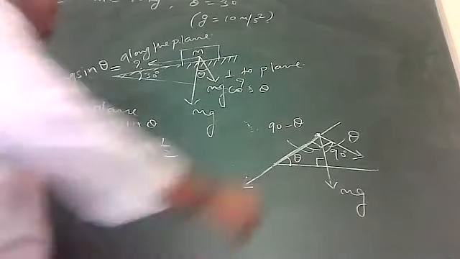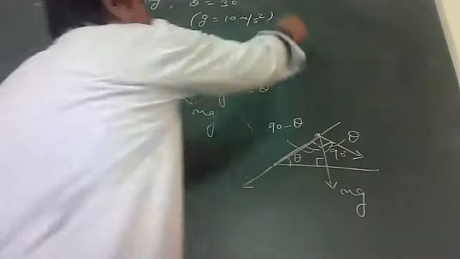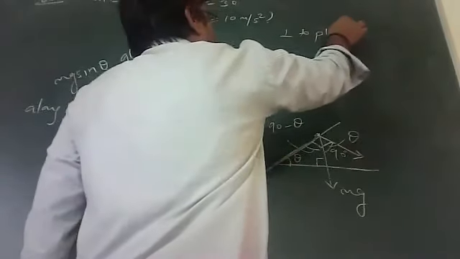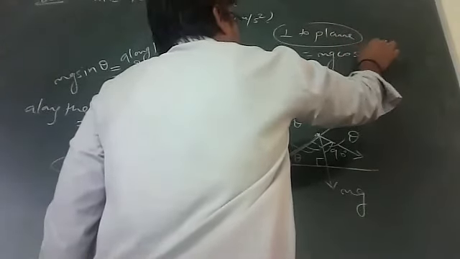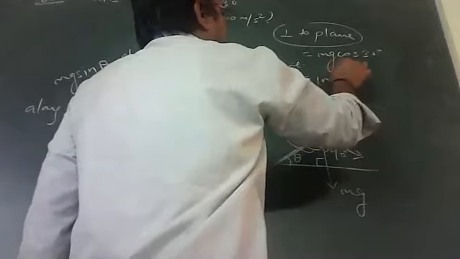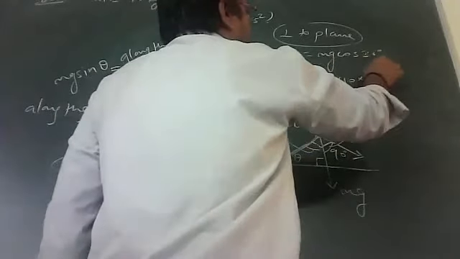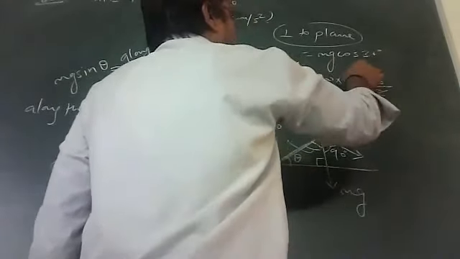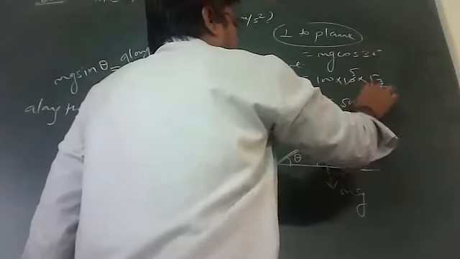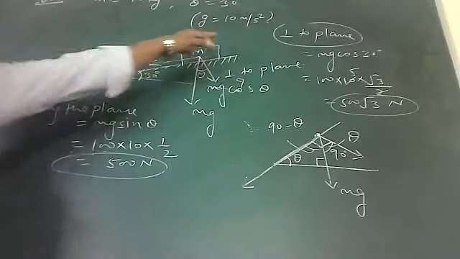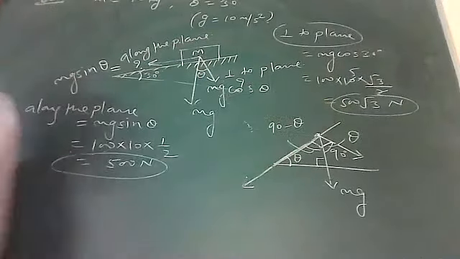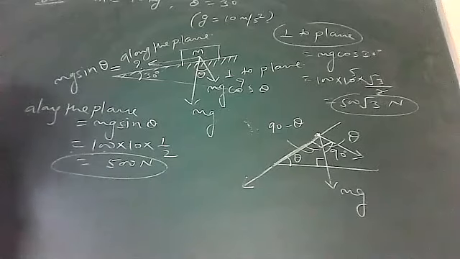And if you are finding perpendicular to the plane, what is it? That is your mg cos theta, that is mg cos 30. You will get 100 into 10, and cos 30 is root 3 by 2. So the component will be 500 root 3 Newton. So the perpendicular to plane component is 500 root 3, and the along the plane component is 500 Newton.